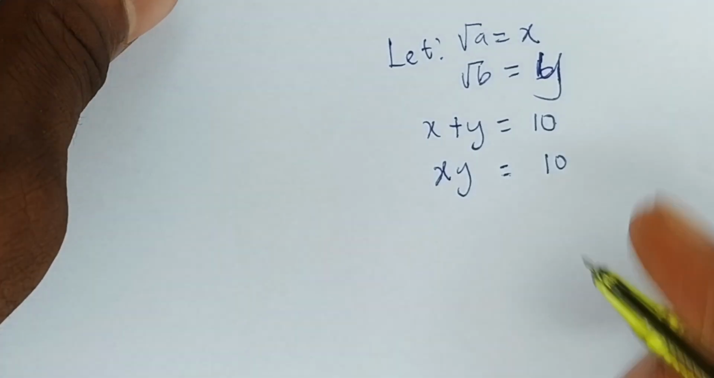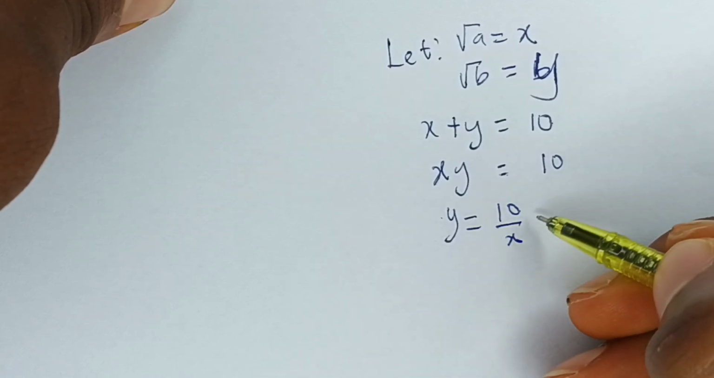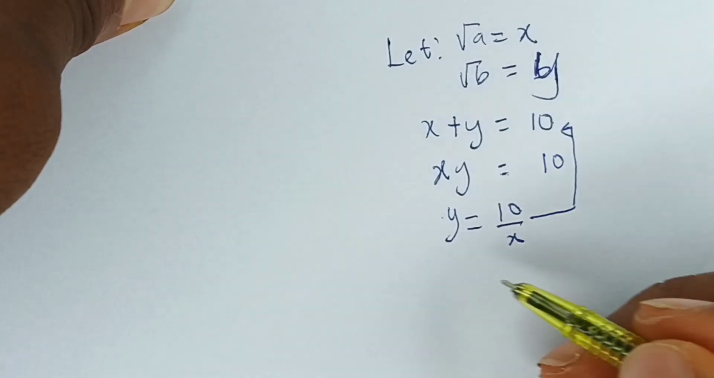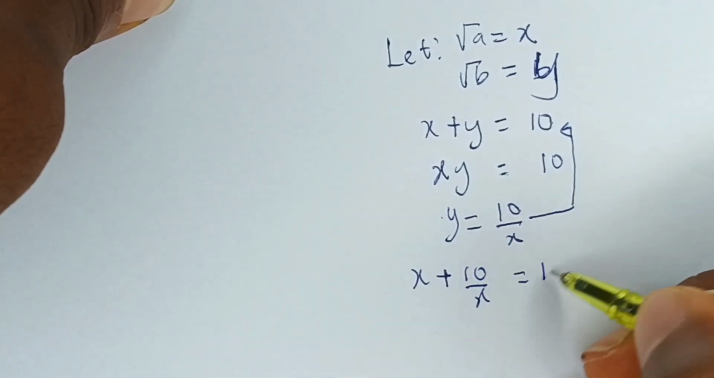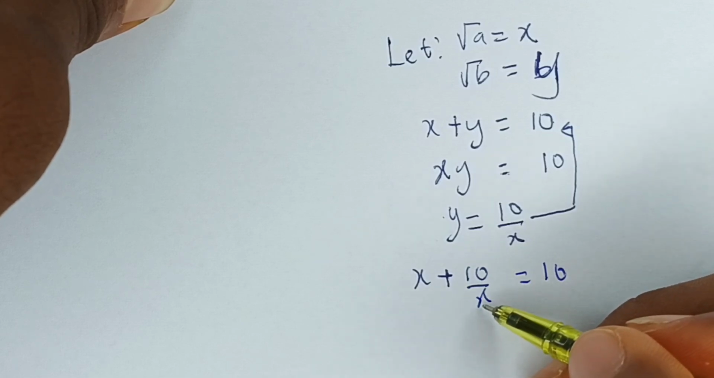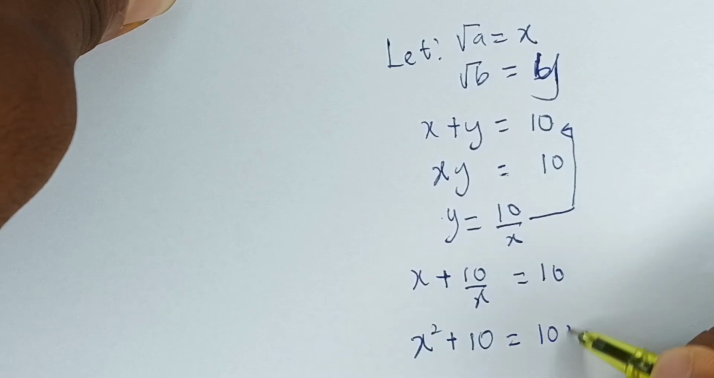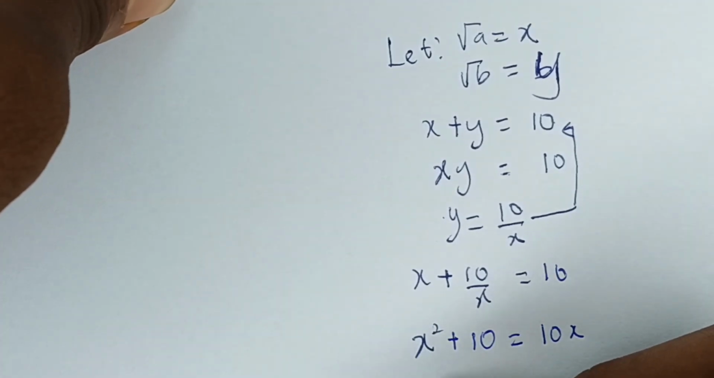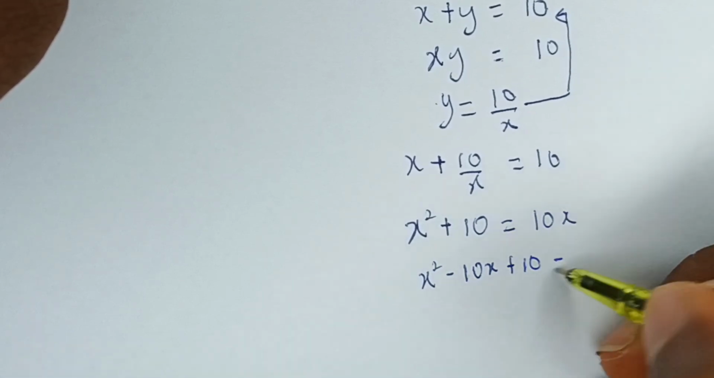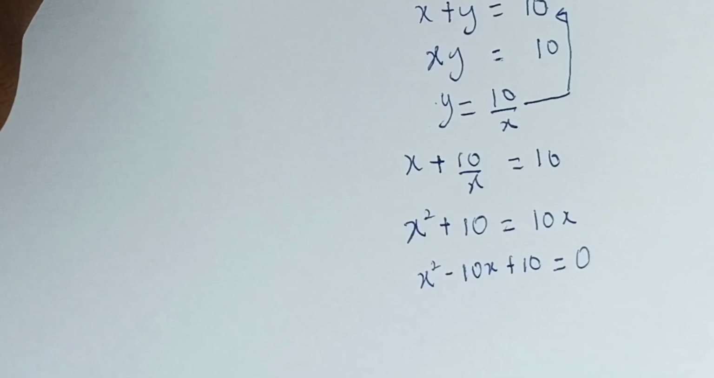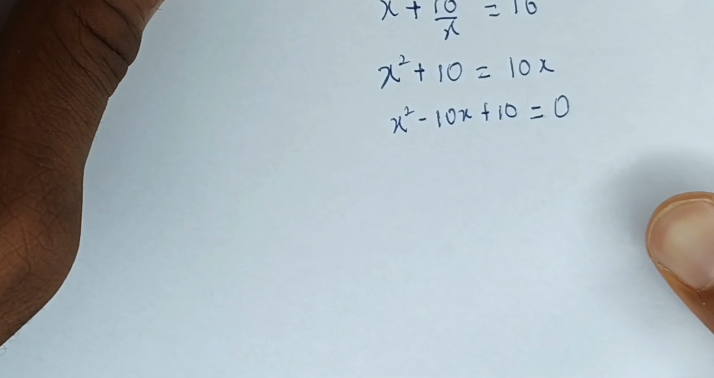Now moving on, we have that from here y is equal to 10 over x. Let's put y as 10 over x in this equation. Hence we have x plus 10 over x is equal to 10. Multiplying out by x, we have x squared plus 10 is equal to 10x. Now, x squared minus 10x plus 10 is equal to 0. Now I have a quadratic equation in x to solve. Let's quickly use the quadratic formula.